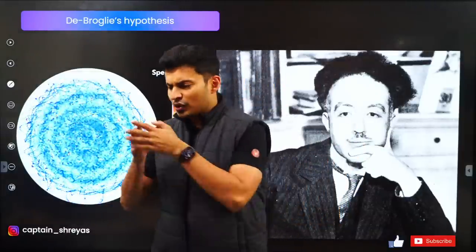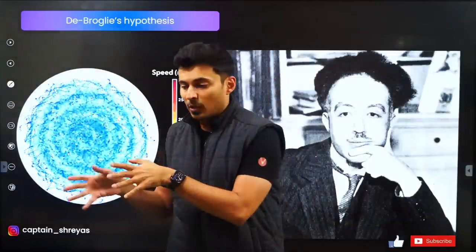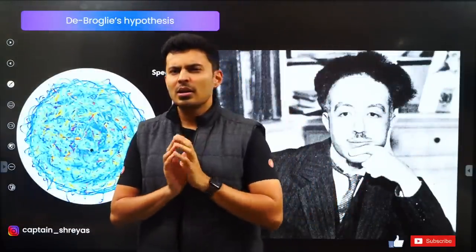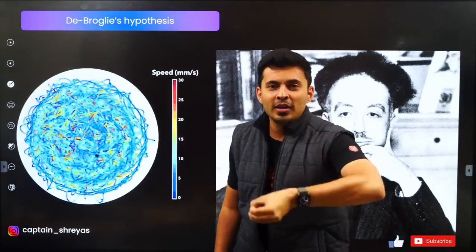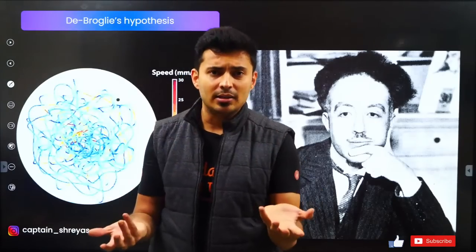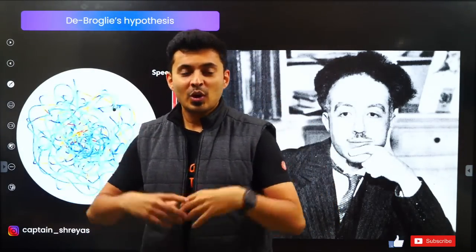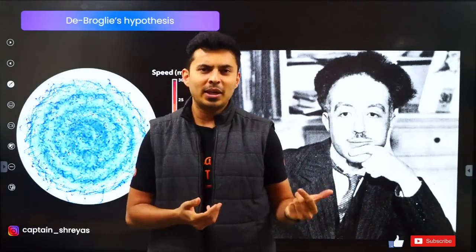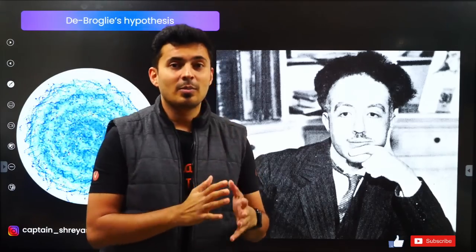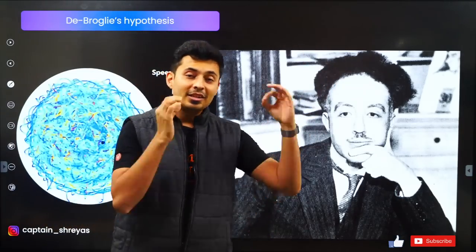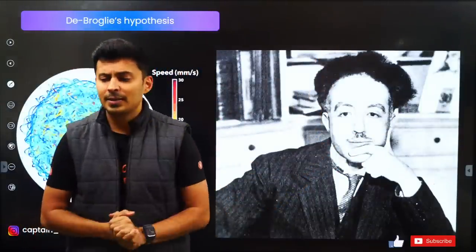So if light can show wave and particle behavior, electromagnetic as well as photon type behavior, then can matter, like proton, electron, neutron, which we know is a particle, also show wave-like behavior? Why do I know it's a particle? Because it has mass, because it has momentum, because it can collide and interact. And to his surprise, later on it was found that yes, they can also show wave-like behavior. But what kind of wave is that?